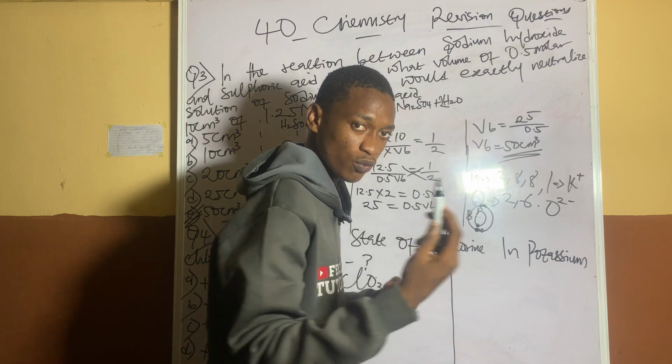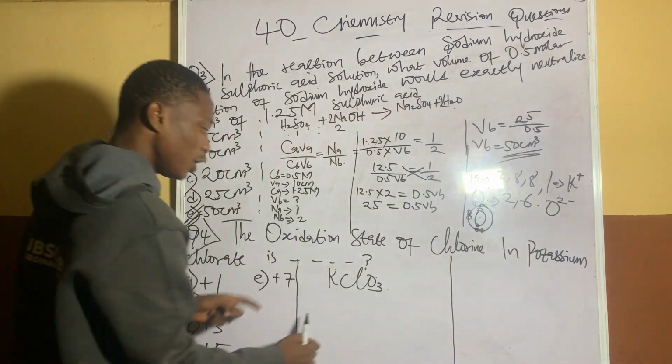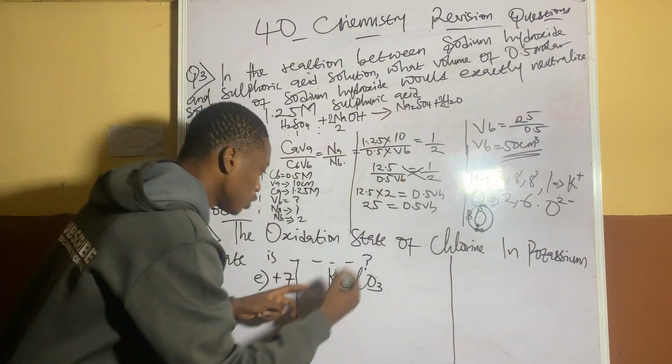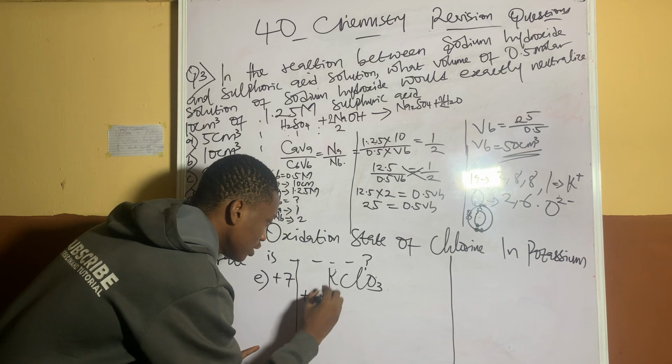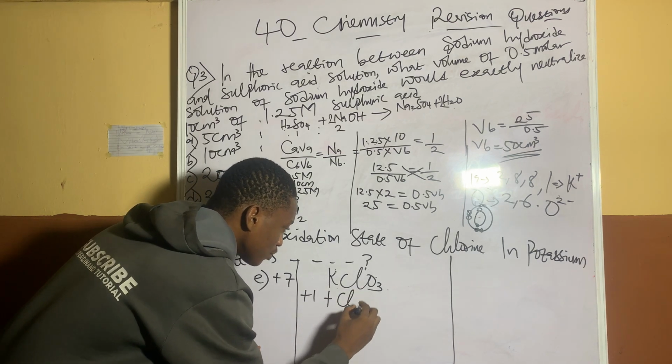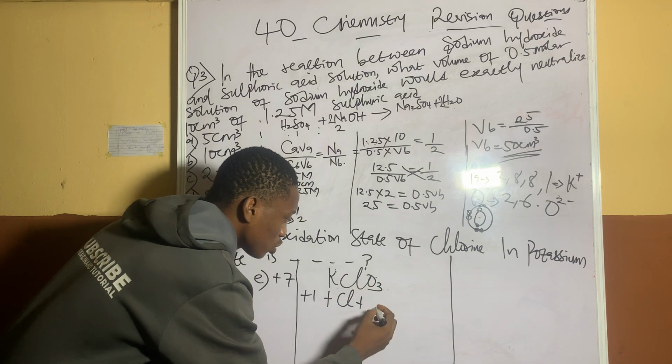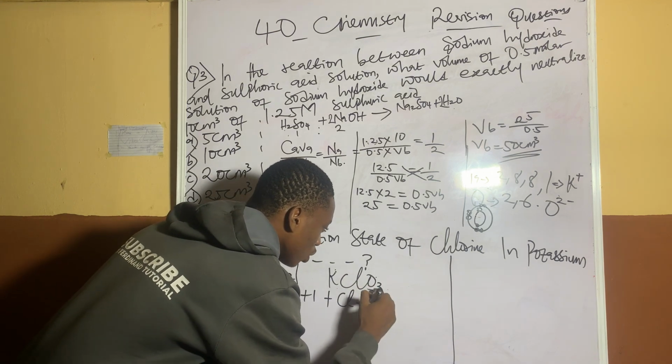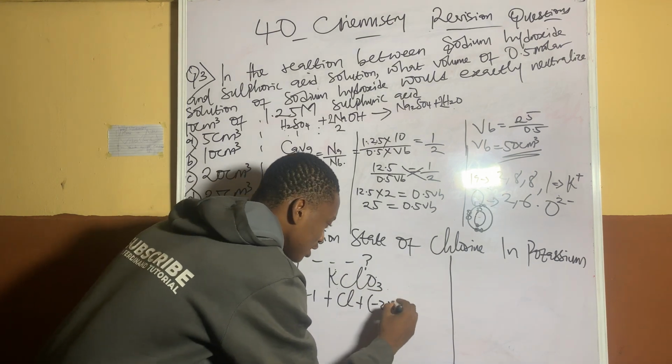That's why the oxidation state of oxygen is usually what? 2-. So if we input it here, I see K, I'll put +1. Chlorine is what I'm looking for. Anyway, I see oxygen, -2. So I'll put minus 2 because oxygen is in 3, so minus 2 times 3.